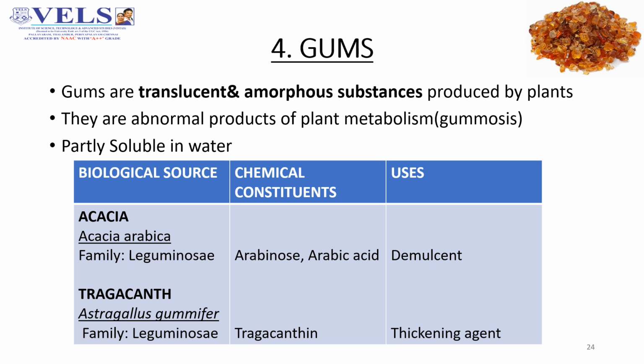Then gums, that is translucent and amorphous substances produced by plants. It is partly soluble in water. It can be divided into acacia, that is Acacia arabica, belonging to the family Leguminosae, mainly containing arabinose and arabic acid. Then used as demulcent. This also we can consider as a pharmaceutical aid. Then tragacanth, Astragalus gummifer, Leguminosae family, mainly containing tragacanthin, used as a thickening agent, also considered as a pharmaceutical aid.